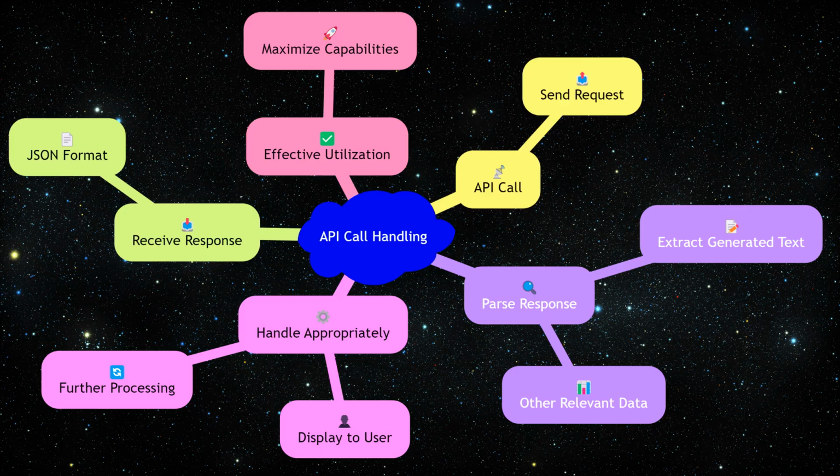Once your client application makes an API call to the language model, it will receive a response containing the model's output. This response is typically in JSON format and includes the generated text or other relevant data. Your application needs to parse this response and handle it appropriately. For instance, you might extract the generated text and display it to the user, or use it in further processing. Properly handling API responses ensures that your application can effectively utilize the language model's capabilities.